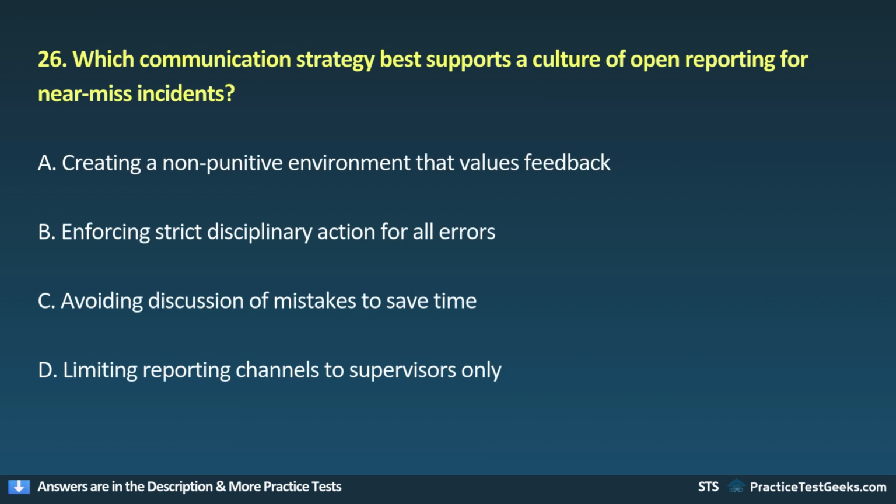26. Which communication strategy best supports a culture of open reporting for near-miss incidents? A. Creating a non-punitive environment that values feedback. B. Enforcing strict disciplinary action for all errors. C. Avoiding discussion of mistakes to save time. D. Limiting reporting channels to supervisors only.